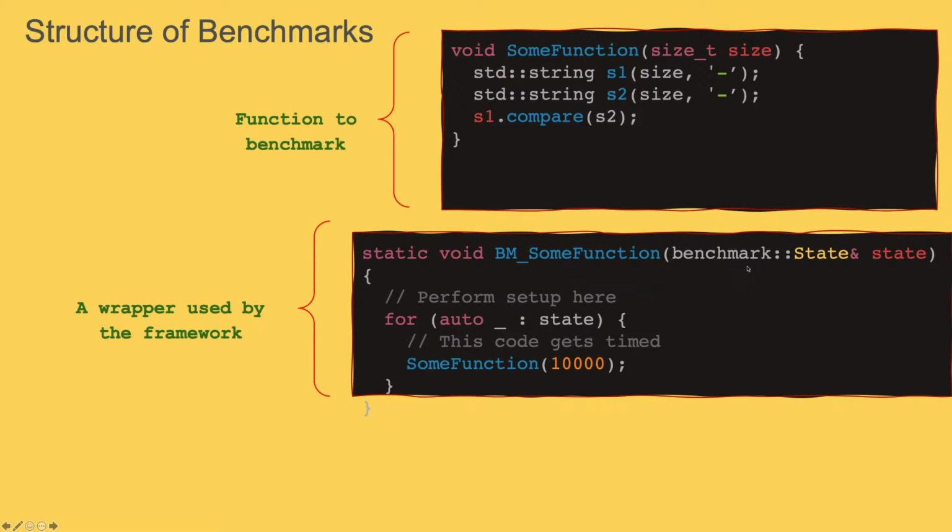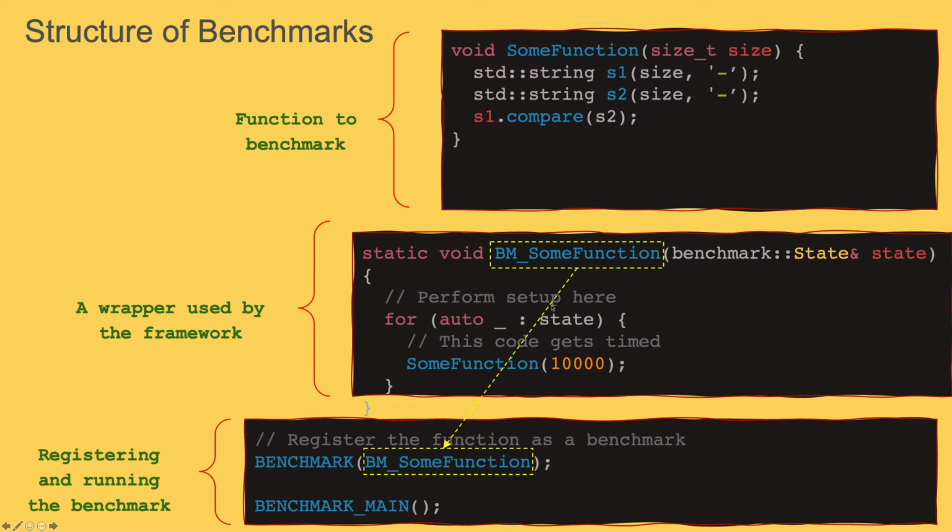It takes one parameter of type benchmark state. It's defined in the Google benchmark library. And then you iterate through the state, and then you call your function with the parameter that you want. Once you created this wrapper, then you register it as a benchmark. So you reference this inside the benchmark macro, and then your main would be just this macro.